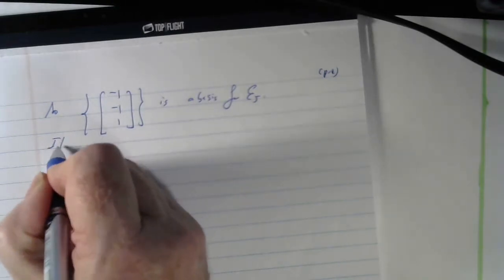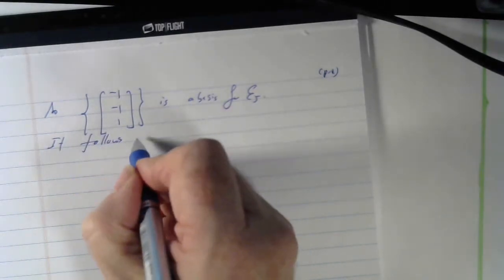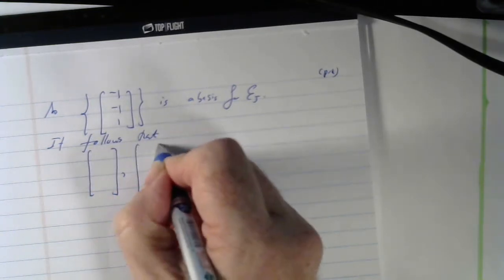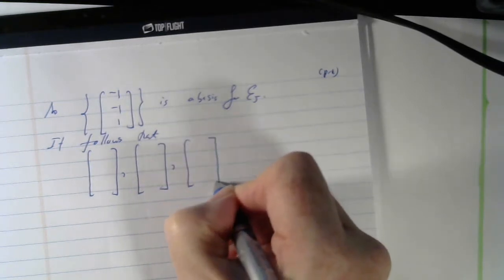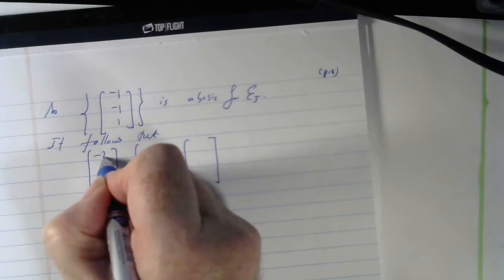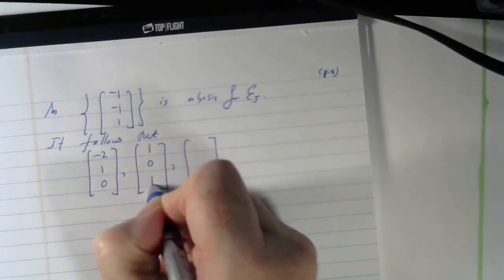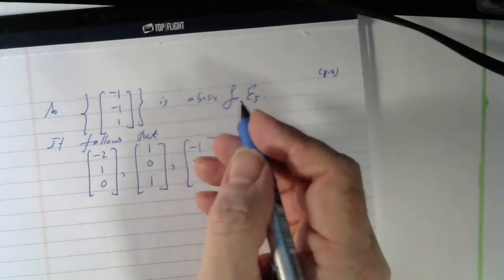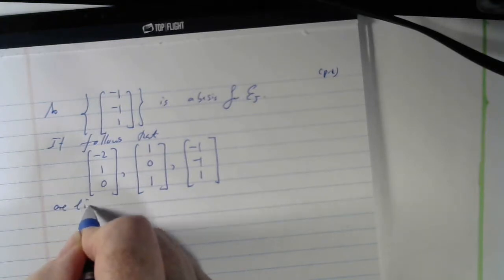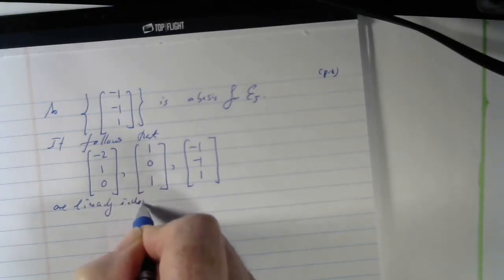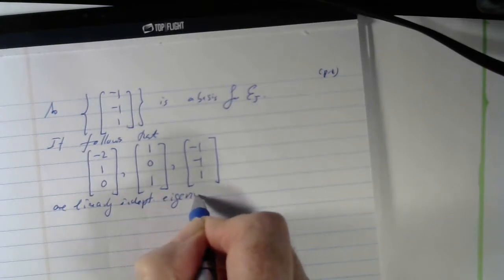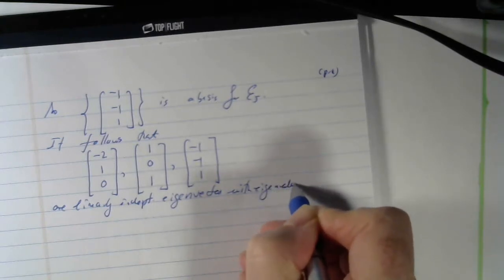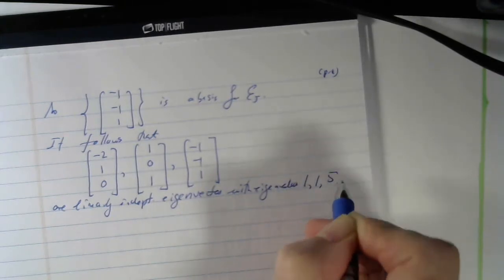Okay, so this procedure follows that we have two basis vectors from the first eigenspace and a third eigenvector from the last eigenspace. Those vectors were (-2, 1, 0), (1, 0, 1), and (-1, -1, 1). And the usual procedure guarantees that these are linearly independent eigenvectors with eigenvalues 1, 1, and 5.